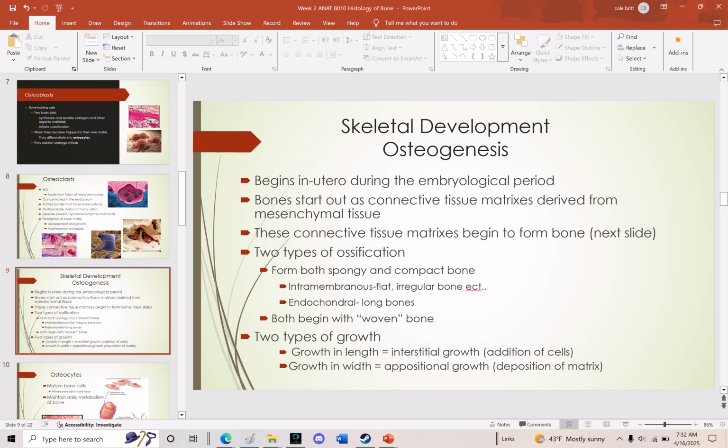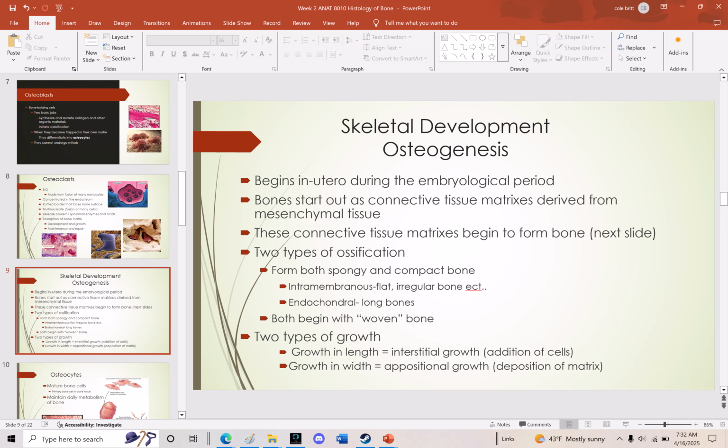metacarpals. Remember, the long bones themselves aren't named that way just because they're super long. It's how they're developed. And so endochondral ossification is what we see in all our long bones. Intramembranous ossification, these are our regular bones like our vertebrae, but also things like our cranial bones and also our flat bones. Those also develop via intramembranous ossification.